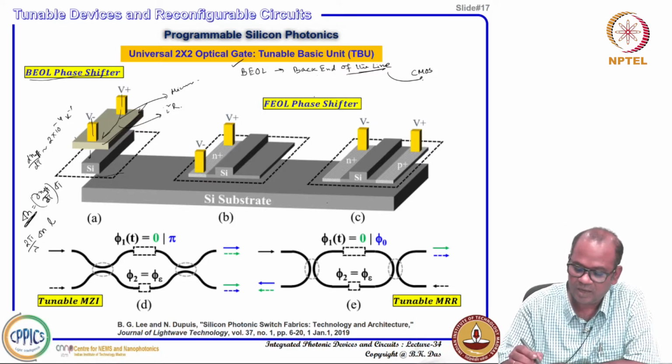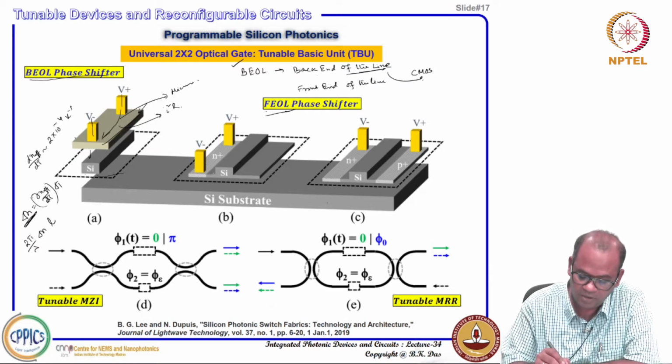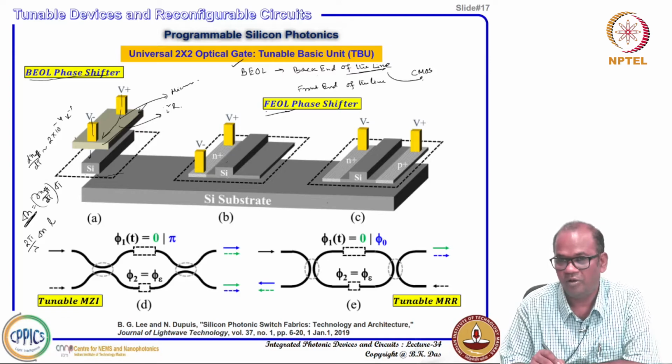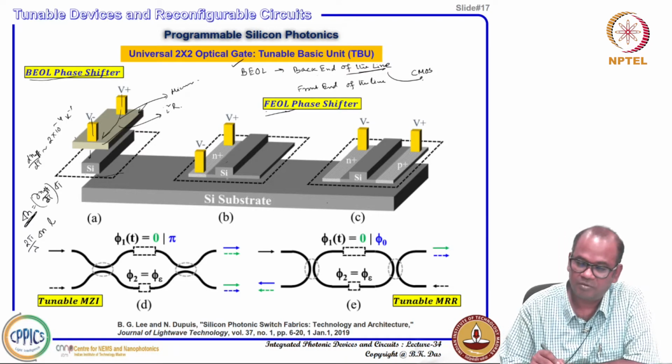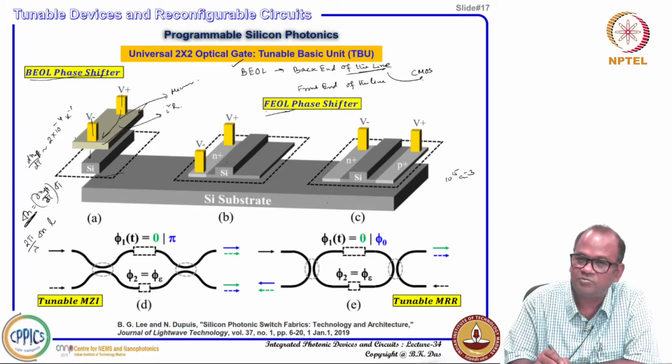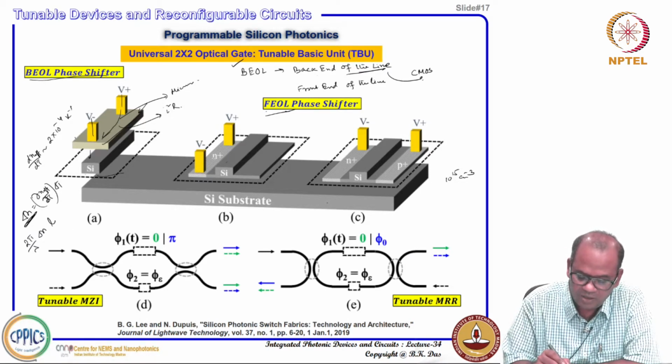But sometimes the phase shifter can also be integrated in the front end of the line, FEOL. Front end of the line means you can have a rib type of structure, and in some regions you can dope a bit, so that your conductivity can be increased. Normally, when you fabricate a silicon waveguide, it is intrinsic, with concentration less than 10 to the power 15 per centimeter cube or so. That means conductivity is very poor, but if you dope a little bit here, the conductivity is high, and then you can make a contact pad and send a current.